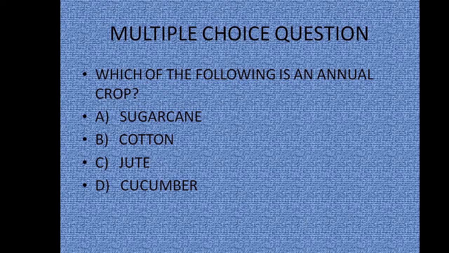My first question. Children, my first question is, which of the following is an annual crop? Option A, sugarcane. Option B, cotton. Option C, jute. Option D, cucumber. Send your answers fast.